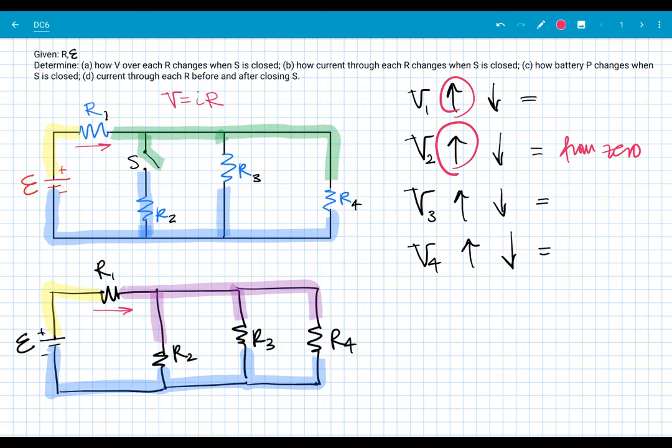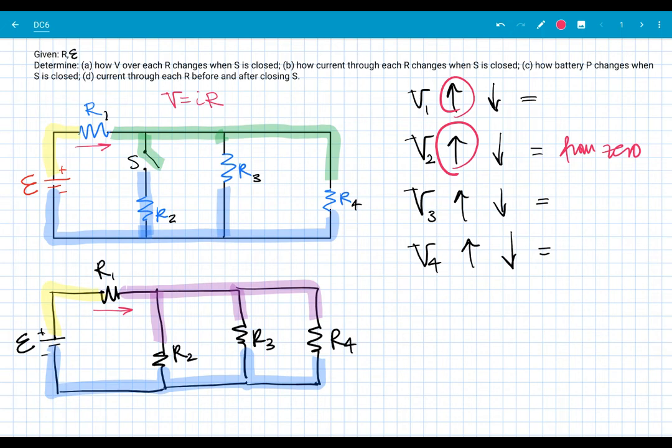I close the switch, my equivalent resistance drops. I draw more current from that battery and push more current through R1. Notice that R1 is wired in series with that battery, yeah? So I'm pushing more current through R1, greater drop over R1. And then I can look at 3 and 4 and say, well, guess what?